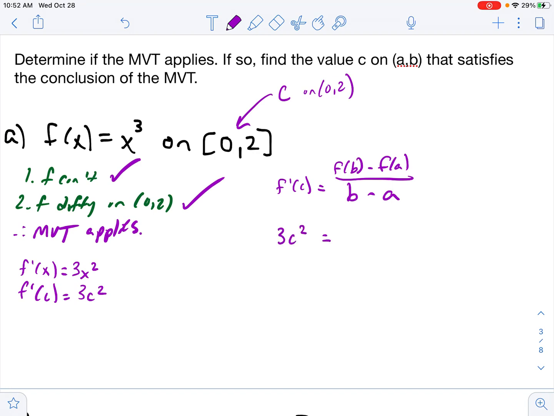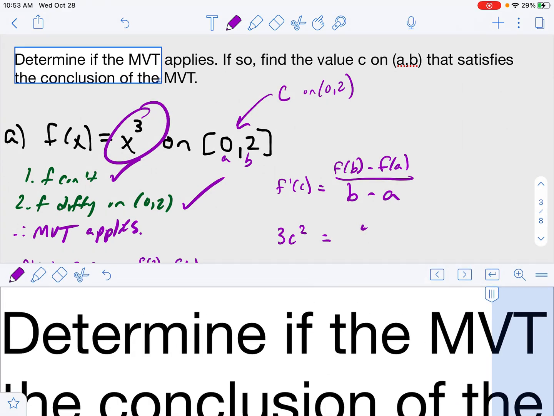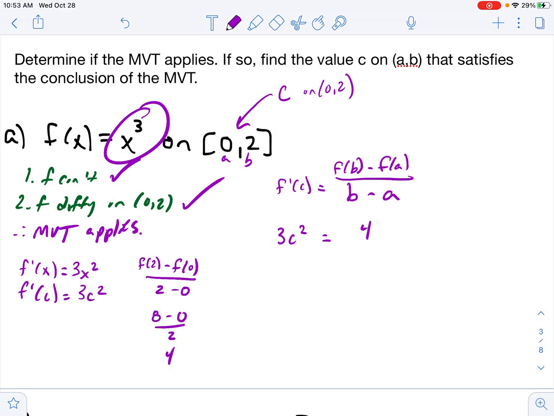Okay, I'm going to do f of b minus f of a. Let's see, f of 2 minus f of 0 over 2 minus 0. That's going to be, let's see, f is x cubed, so 2 cubed is 8, 0 cubed, over 2, 8 over 2 is 4. And so the average rate of change is 4. That goes on the right-hand side of the equation.